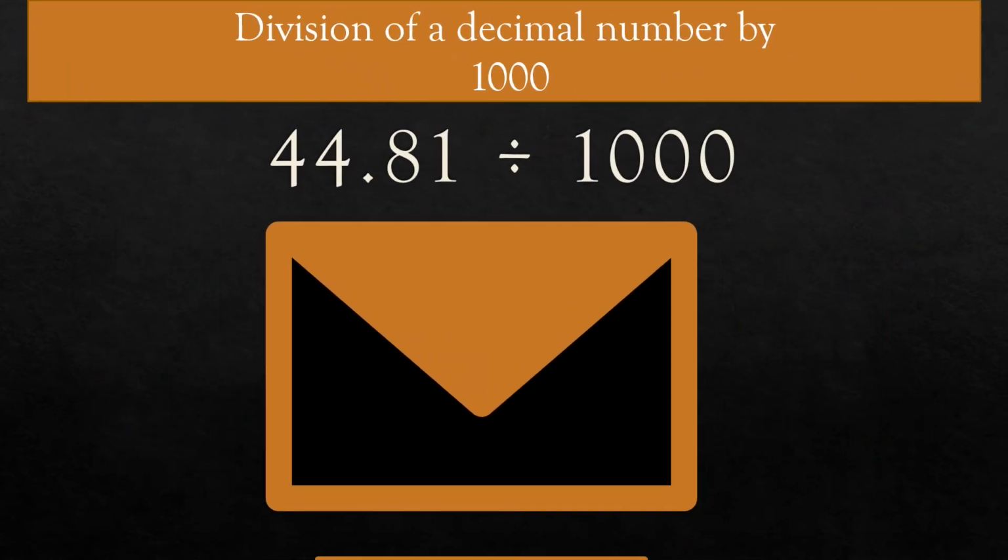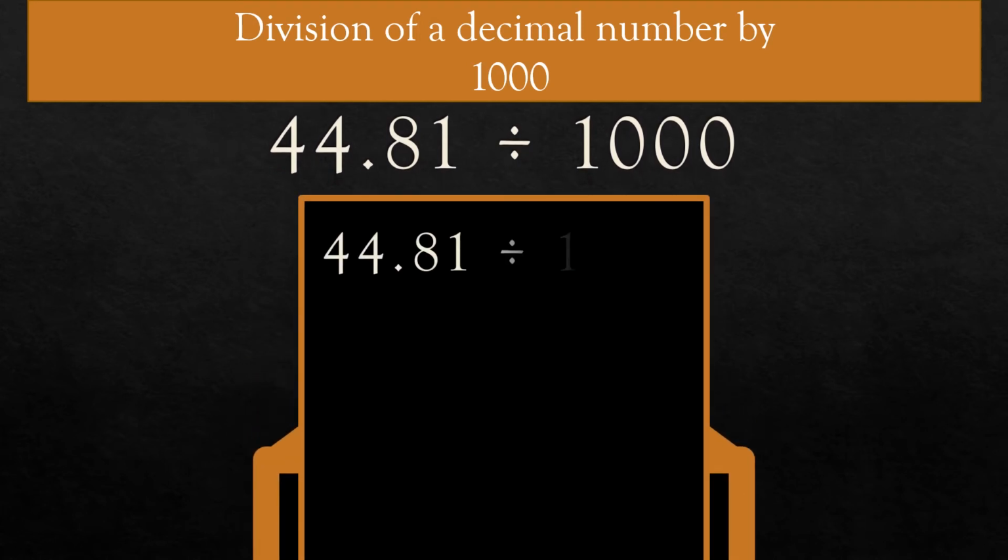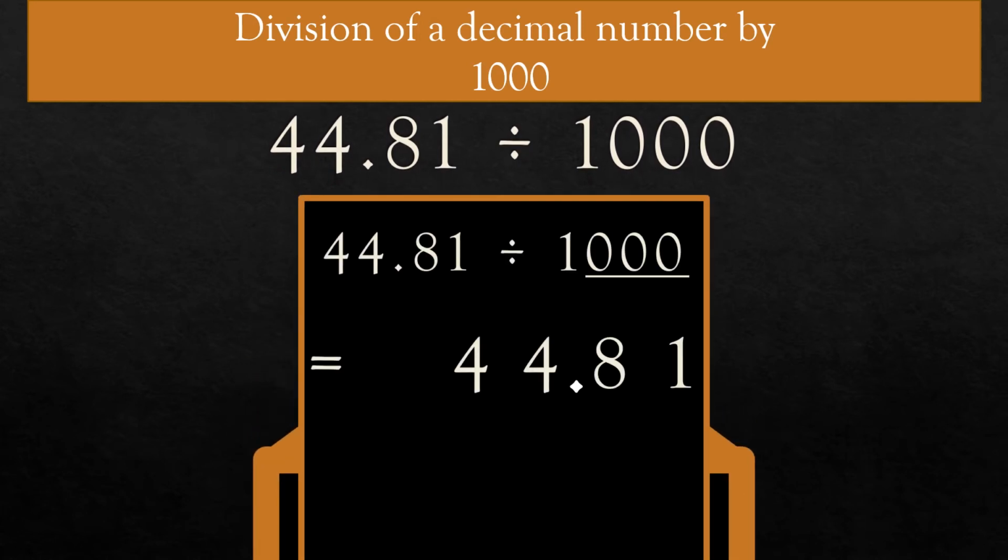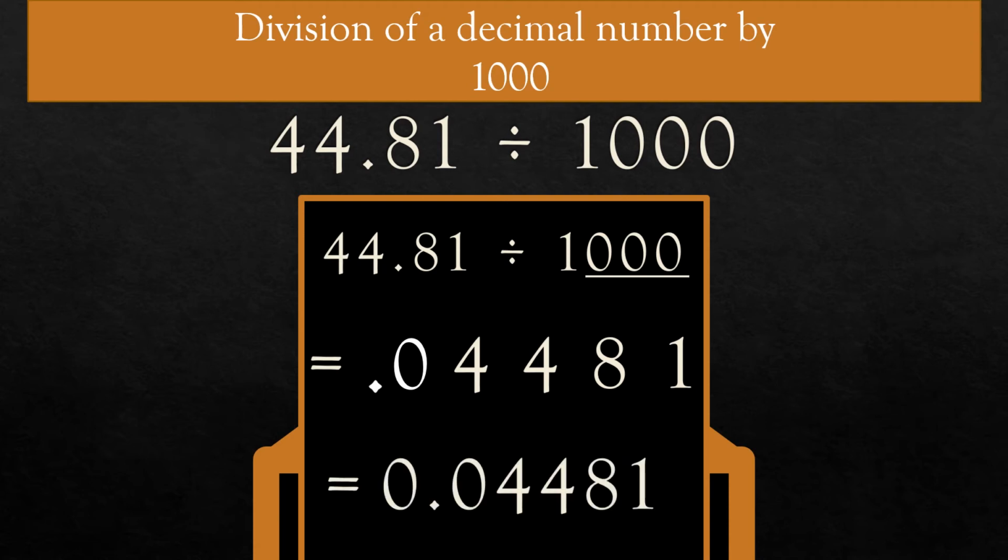Let us solve one more example. 44.81 divided by 1000. See, in divisor 1000 we have 3 zeros. So the decimal point shifts 3 places to the left. But there are only 2 digits. So we will add a 0 and then a decimal. So count 3 digits, 1, 2, 3 and place a decimal. So the answer is 0.04481.